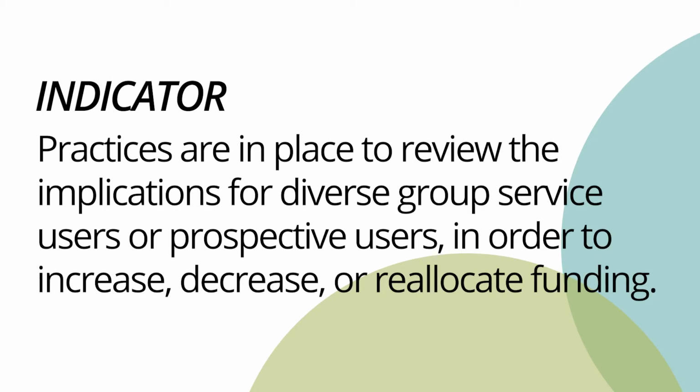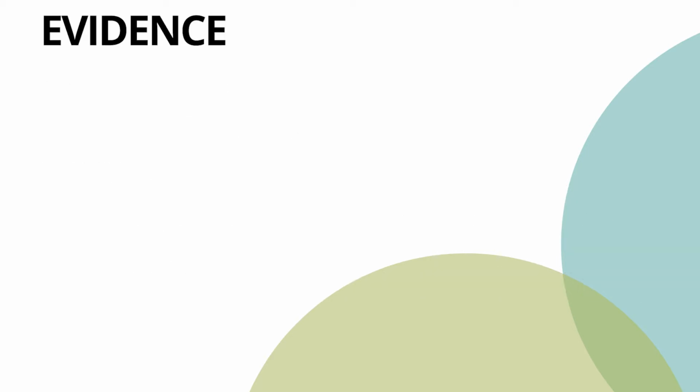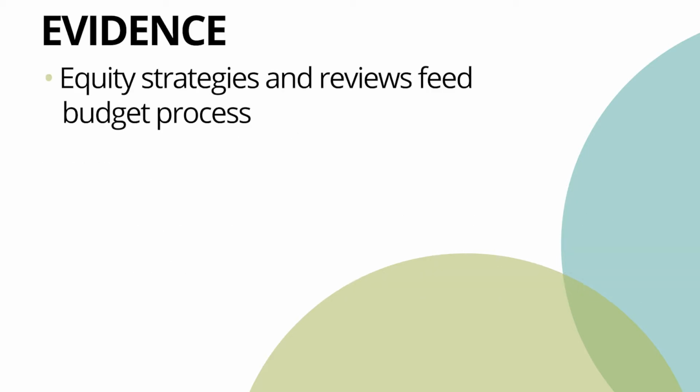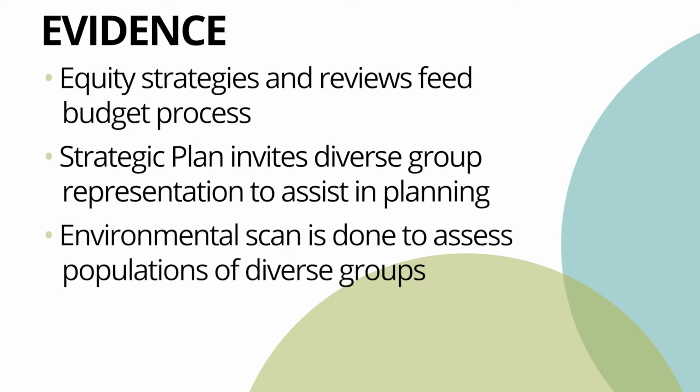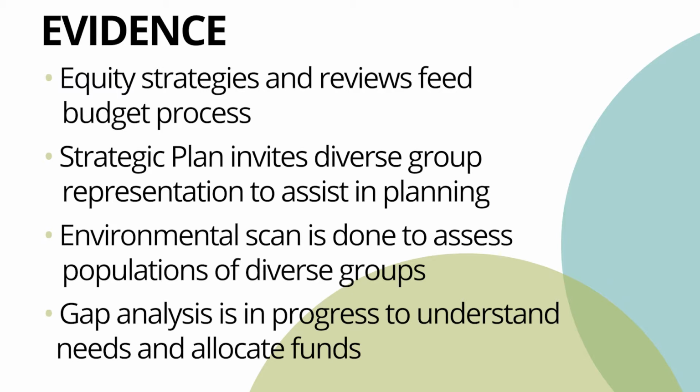Indicator. Practices are in place to review the implications for diverse group service users or prospective users in order to increase, decrease, or reallocate funding. Evidence. Equity strategies and reviews feed budget process. Strategic plan invites diverse group representation to assist in planning. Environmental scan is done to assess populations of diverse groups. Gap analysis is in progress to understand needs and allocate funds.